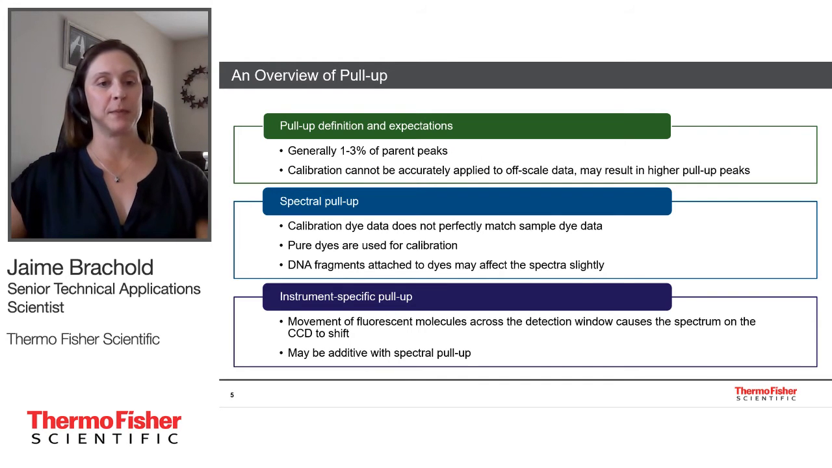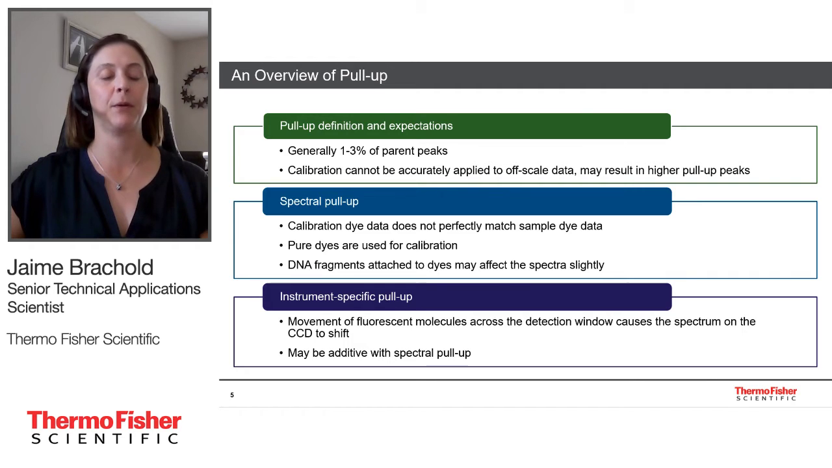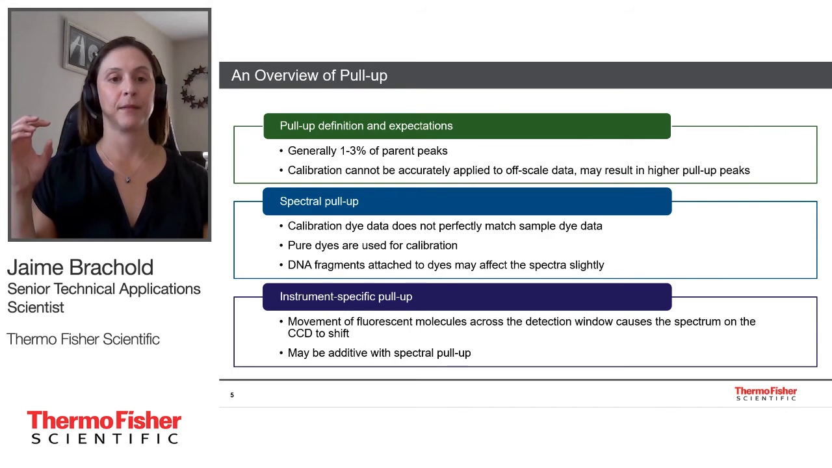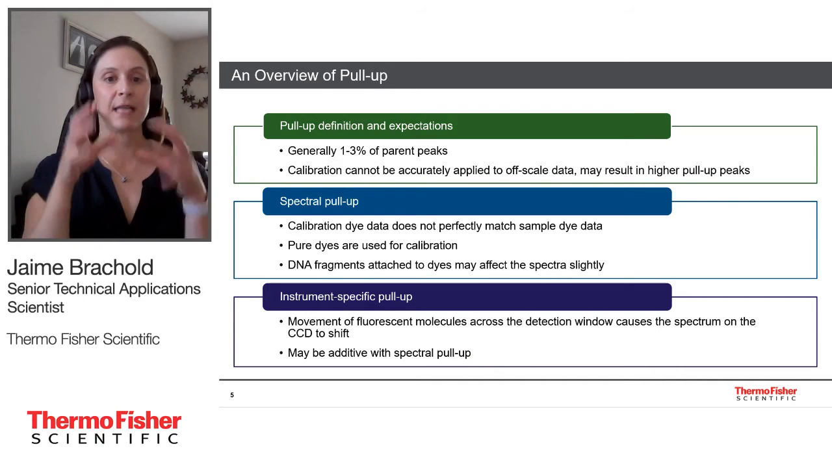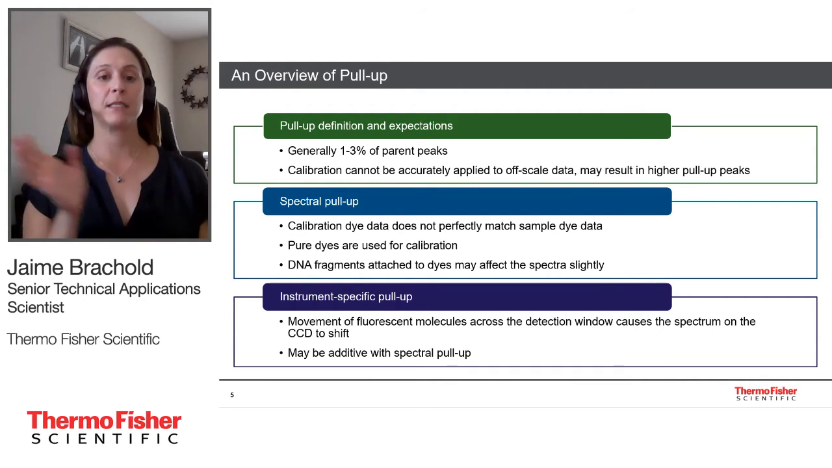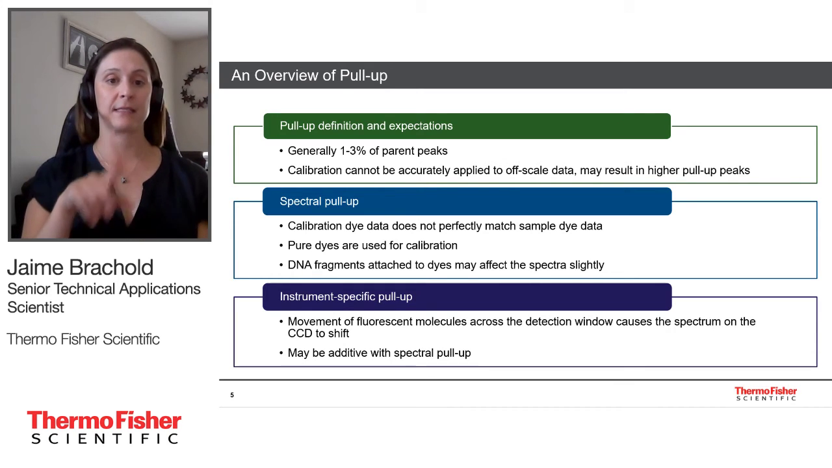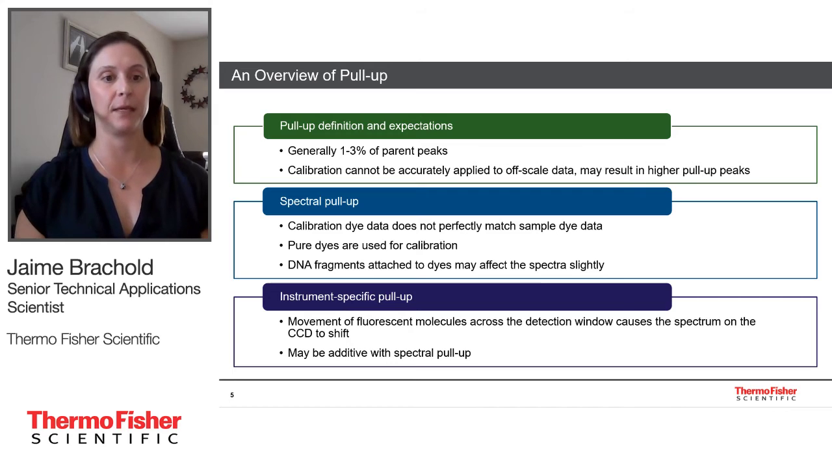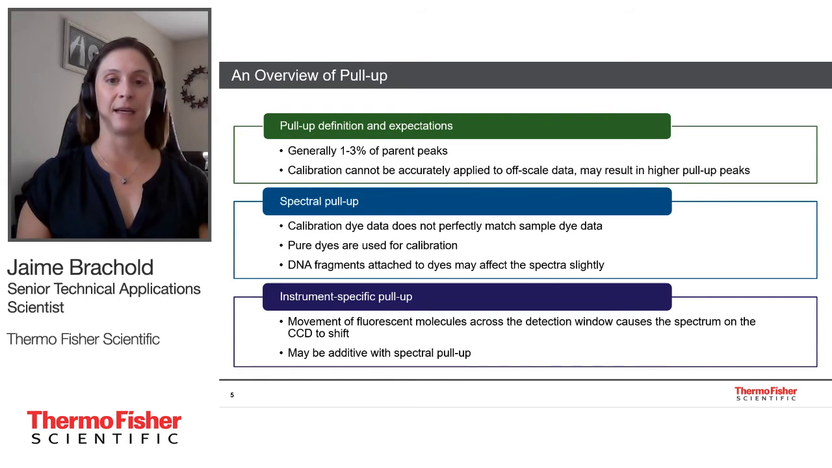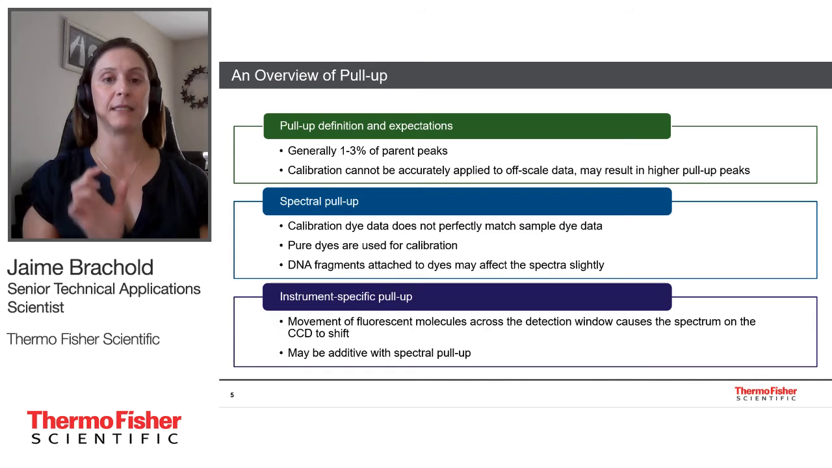When we talk about instrument-specific pull-up, it's a little bit different. Instrument-specific pull-up all has to do with the way that the fluorescent molecules move across the detection window. So as the fluorescent tagged fragments move across the detection window, center in the window, and move out of the window, the spectrum shifts on the CCD. And what you end up seeing in the raw data is a sinusoidal shape underneath the parent peak. And then in the analyzed data, rather than seeing the pull-up peak centered under the parent peak, it will be shifted.